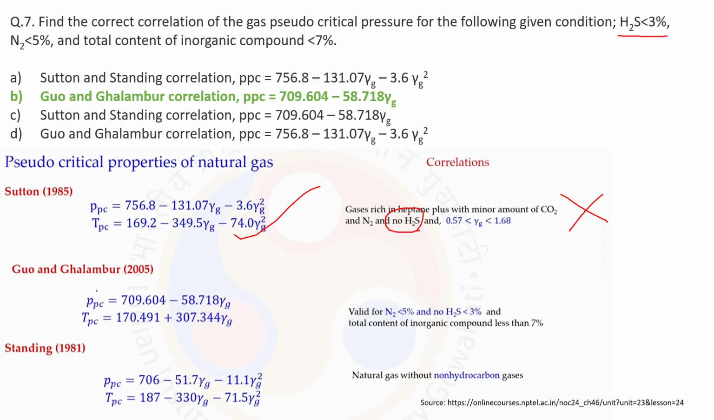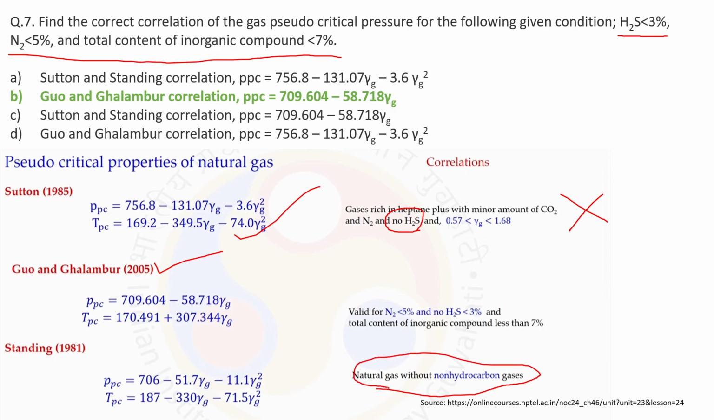Next is the Gou and Galambur correlation, which is valid for N2 less than 5% and H2S less than 3%, and the total content of inorganic compound less than 7%. So, this you can see is matching with the description asked in the question. So, this will be the correct name of the correlation. And the final one is the Standing correlation, which is for natural gas without non-hydrocarbon gases, but we already have non-hydrocarbon gases here, so this correlation can't be used. So option B or C will be the correct one, as it is saying Gou and Galambur correlation.